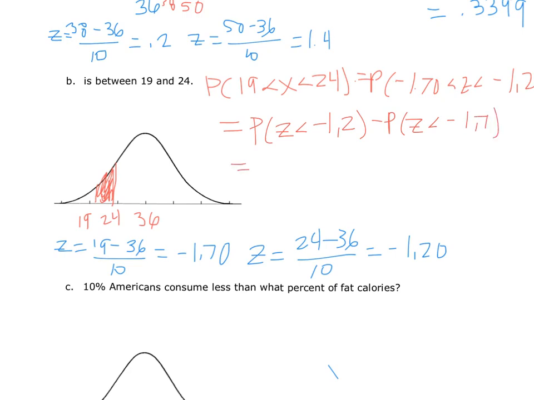All right, so from the online tool, the probability that z is less than negative 1.2 is 0.1151, and the probability that z is less than negative 1.7 is 0.0496. So doing that subtraction, we get the probability of 0.0655.